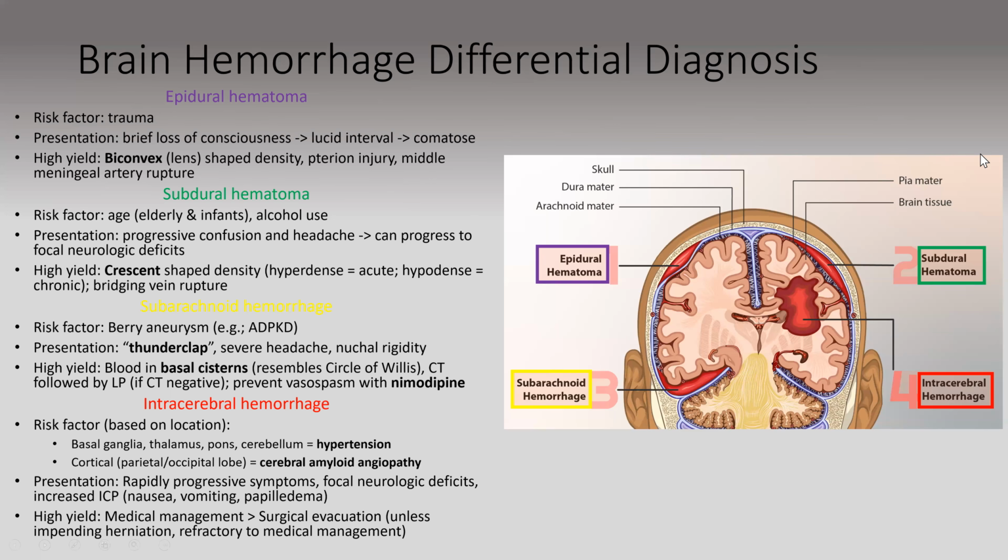And so just know that oftentimes patients can have these stacked on top of each other. So you may see a chronic appearing crescent that's dark and then another hyperdense one on top of it. So these can stack on top of each other.